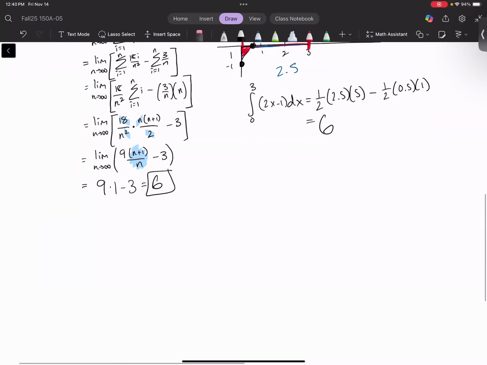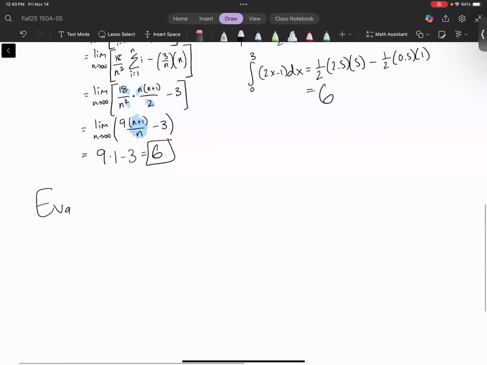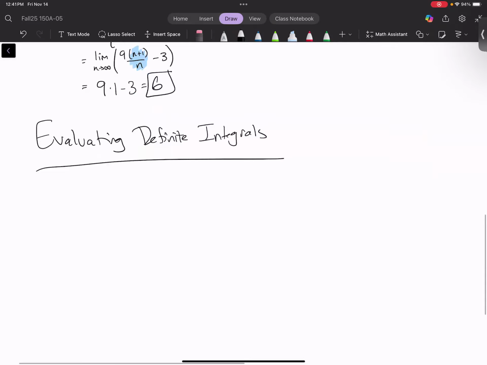Okay, so let's check this out. Evaluating definite integrals. Okay, so we're going to take a look at a little bit more geometry here.